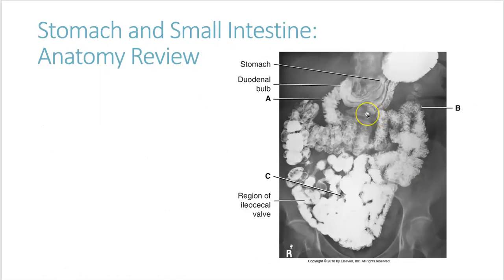So if we were going to take a look at this x-ray, if we got this on a registry exam and they asked us to point at the jejunum, we would say, I think the jejunum is letter B, represented by this feathery portion.